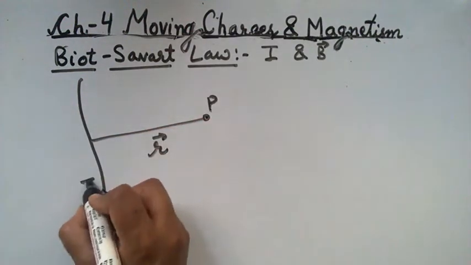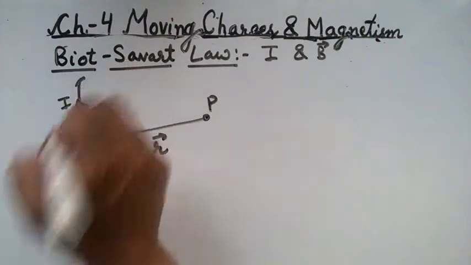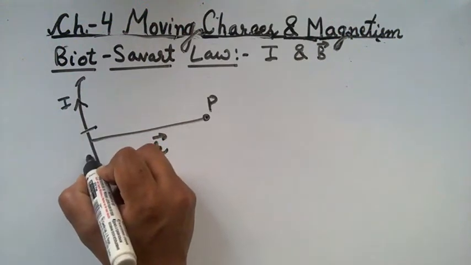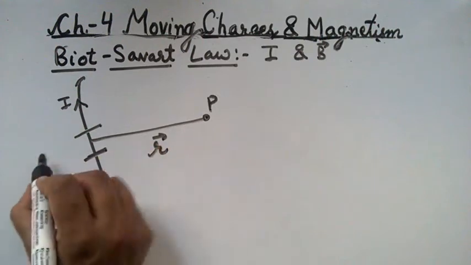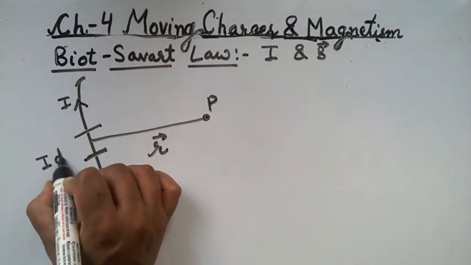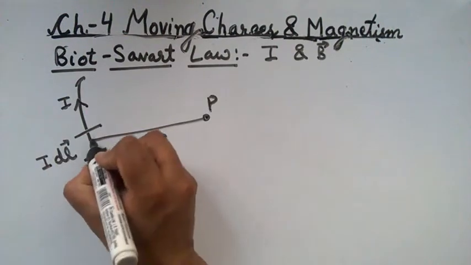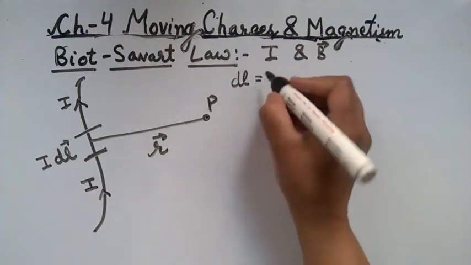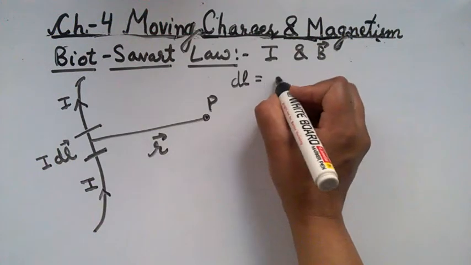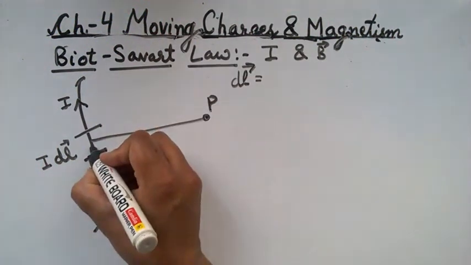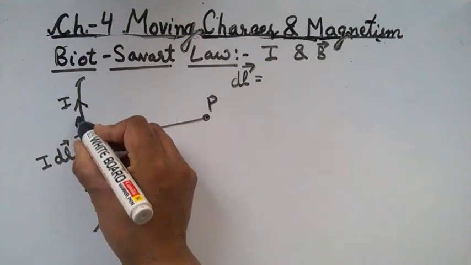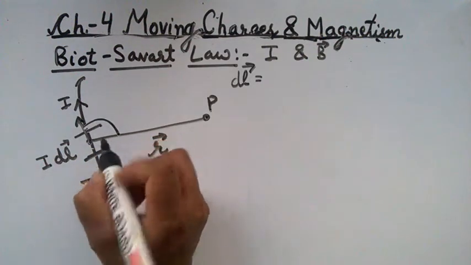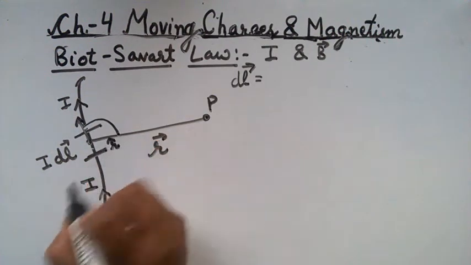Let current I be flowing in upward direction in this current carrying wire, and he considered a small current element, and this current element is denoted by I dl vector. dl is a small line segment having small length, and its direction is tangent to the wire, and the angle between this tangent, that is dl vector, and r cap is theta.